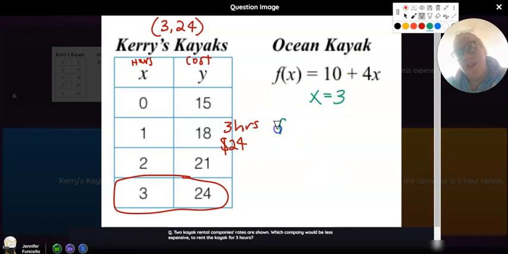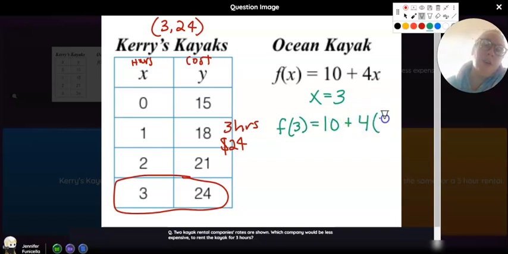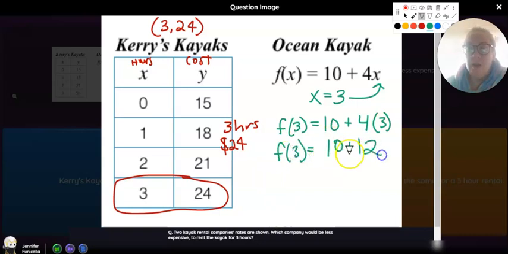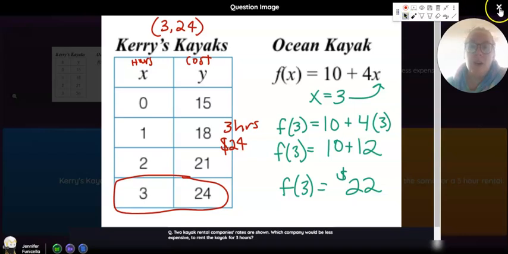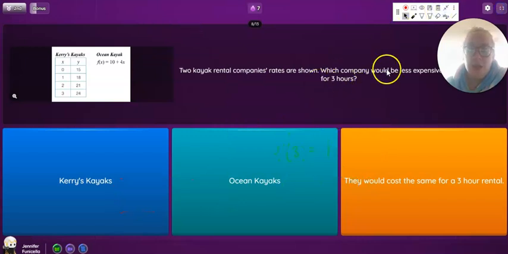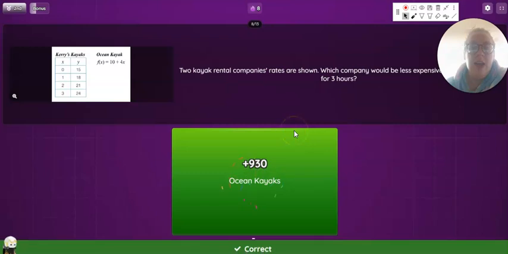and plug it in. So f of 3 is going to be 10 plus 4 times 3, right? We take that x value and we're plugging it right in. We're substituting in that 3. Order of operations tells us to do multiplication first. So we have 10 plus 12. 10 plus 12 gets us $22. So that means ocean kayak is cheaper by $2. $22 for 3 hours compared to 24. So it's asking which one is least expensive, so that's ocean kayaks.